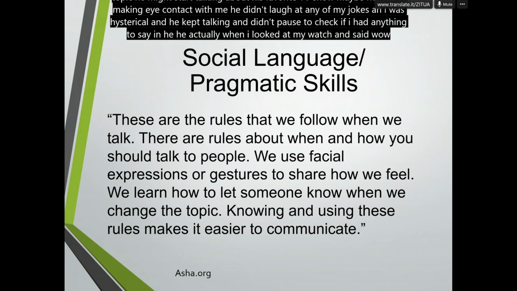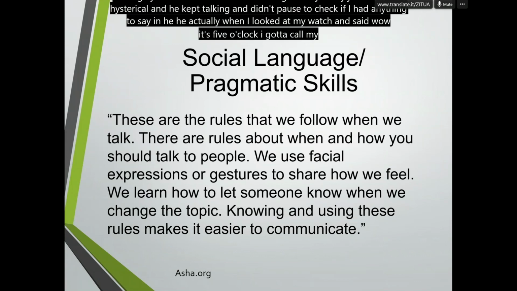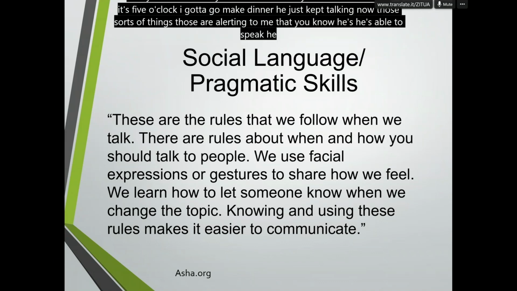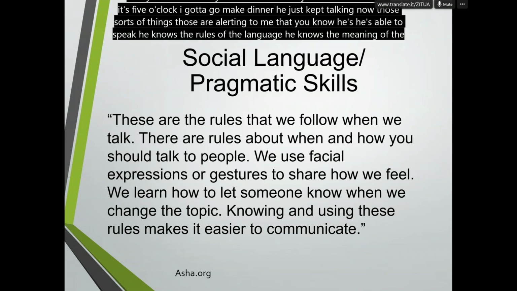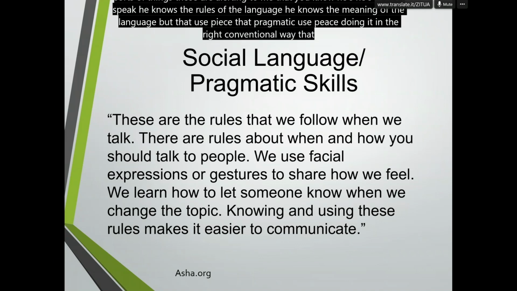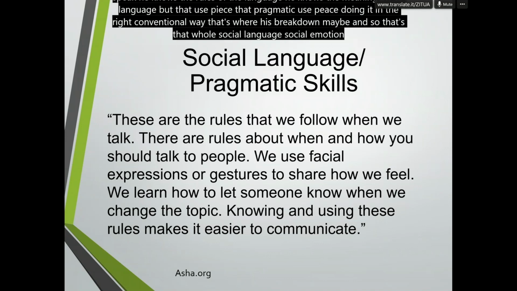he just kept talking. Now, those sorts of things are alerting to me that he's able to speak. He knows the rules of the language. He knows the meaning of the language. But that use piece, that pragmatic use piece, doing it in the right conventional way, that's where his breakdown may be. And so that's that whole social language, social emotional, pragmatic piece.